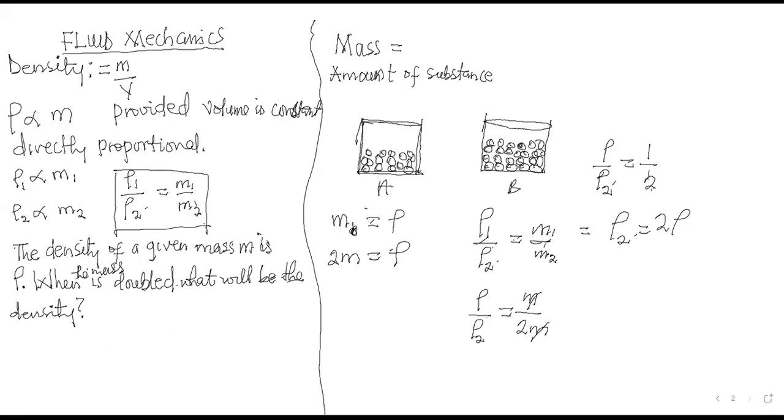Then, the same density is also inversely proportional to volume on condition that mass is constant. If mass is constant, what it means is that imagine we have the same number of particles in two different containers.